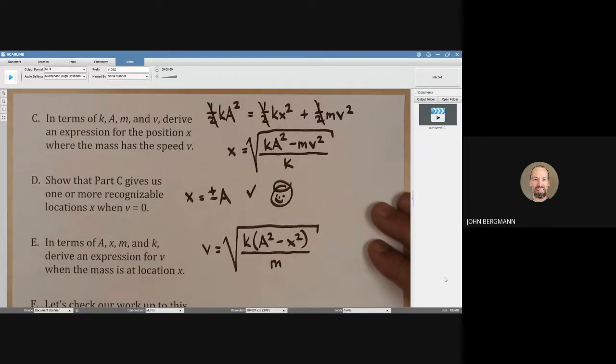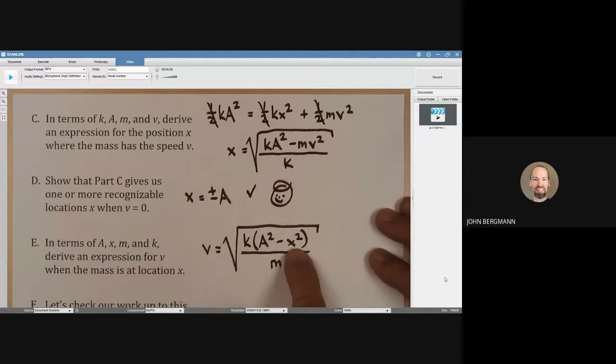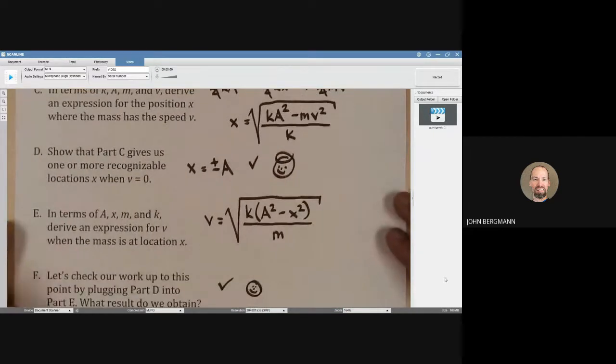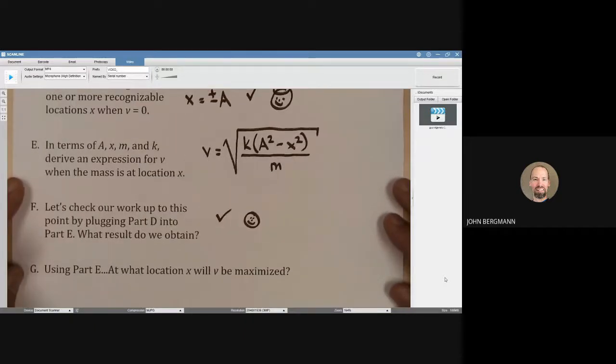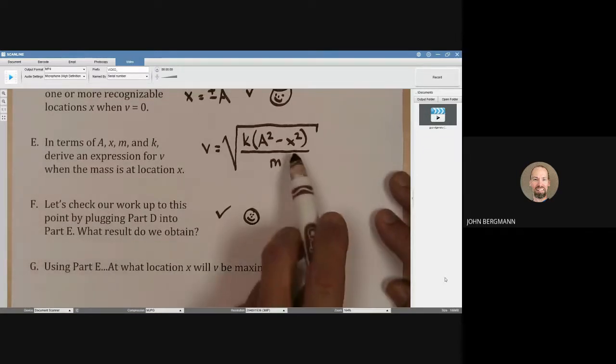Let's check our work up to this point by plugging part D into part E. Well, in part D, let's put x is equal to A in there. We put x equal to A in there, that v goes to 0. You put negative A in there, you have to square the negative A first. Whether you put positive A in here or negative A, you end up having to do the x squared part first. So you get a squared minus a squared. Looks good. So far, so good. Using part E, at what location x will V be maximized? Well, V is going to be a maximum when x is 0.